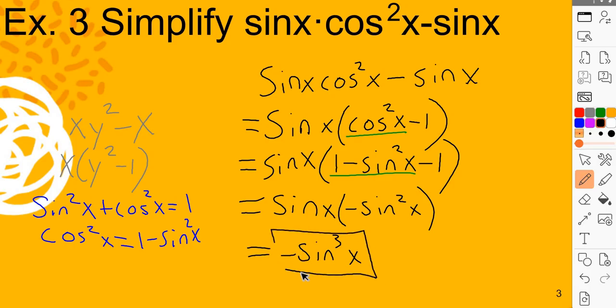So we started with 2 different trig functions and now we only have 1. We also started with 3 operations, right? We had multiplication and exponent and subtraction, and now we're just down to 1 exponent. So we have simplified it, and that's going to be our answer. What questions do we have on this one?